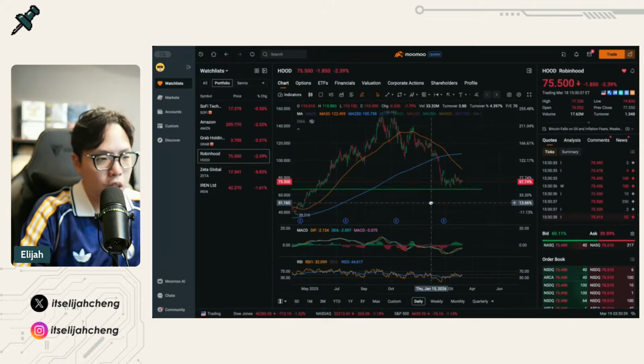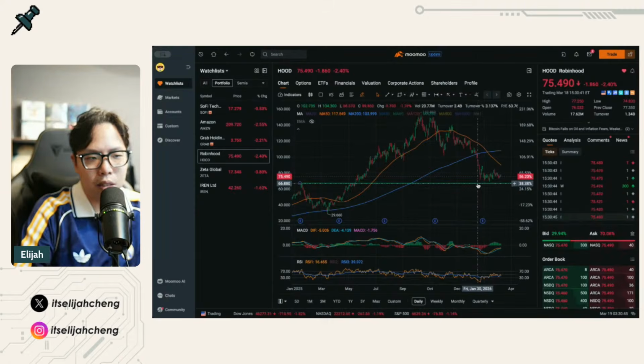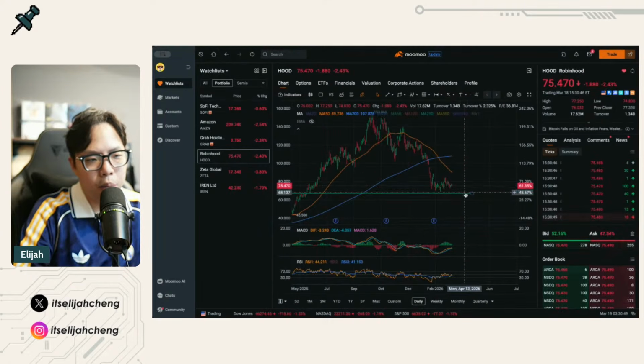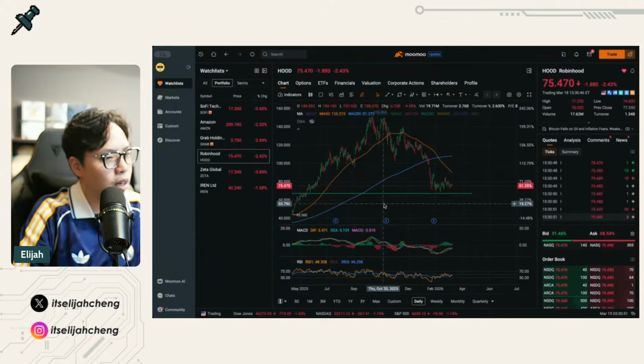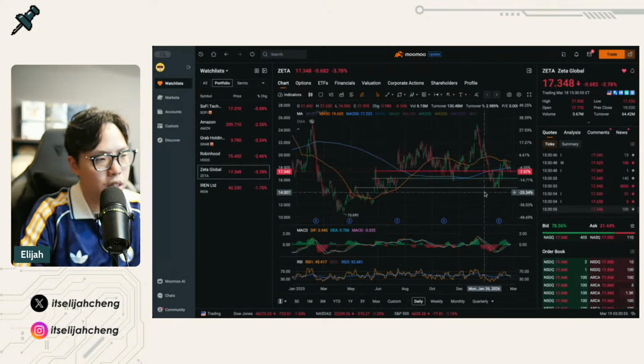Now, for Robinhood, again, range bound, not much happening over here. Tempted to just go out and buy Robinhood at $75. I think I'll be doing everybody a favor, because the moment I do that, Robinhood's going to come down and touch the support at $67. That's just what happens when I buy companies.